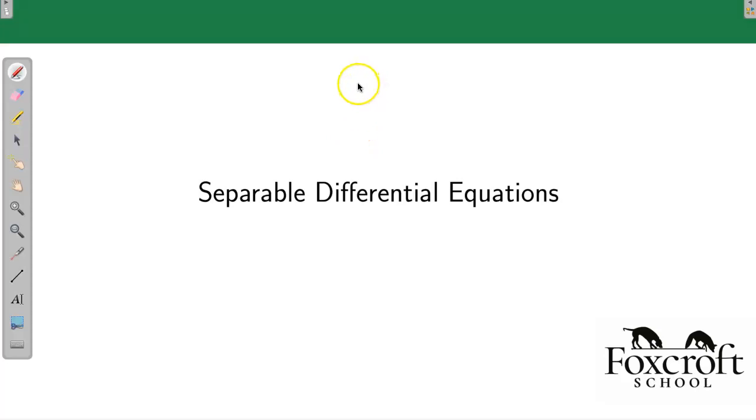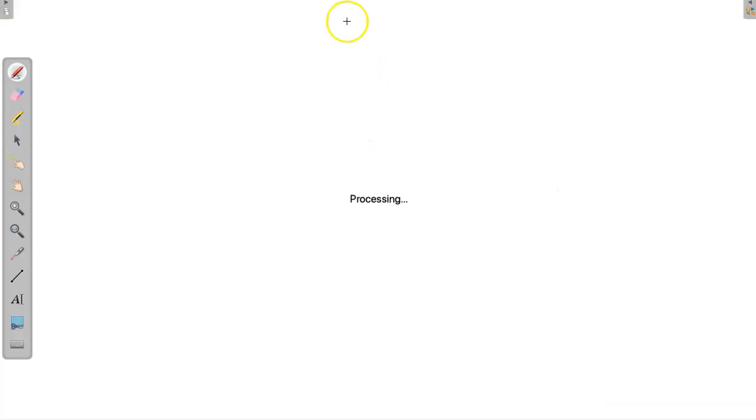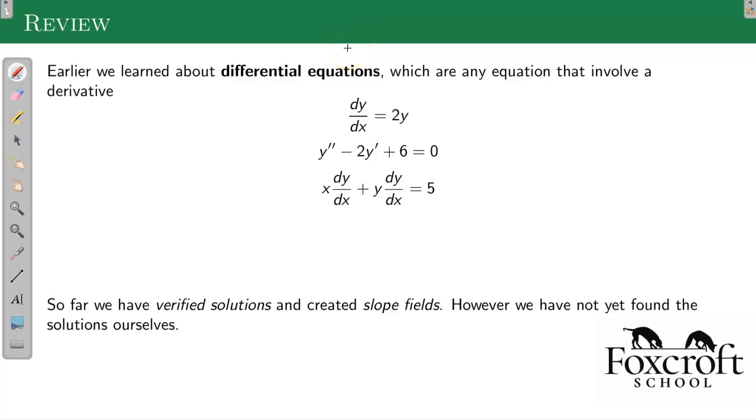In this video, we're going to talk about separable differential equations. Earlier we learned about differential equations. They're just any equation that involves a derivative. So I have dy/dx in this equation, that's a derivative, equals 2y.